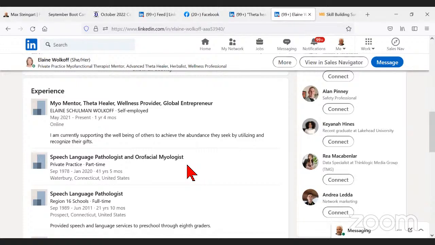Okay, so what you want right now, you're giving it equal presence. If you want to minimize myo and focus on theta healer, then that should be the primary thing that you put up there. Because again, what people put on their profile is what they want to talk about. Now, on the other hand, you're looking to promote your LifeWave products. Right. And there's two ways to do it.